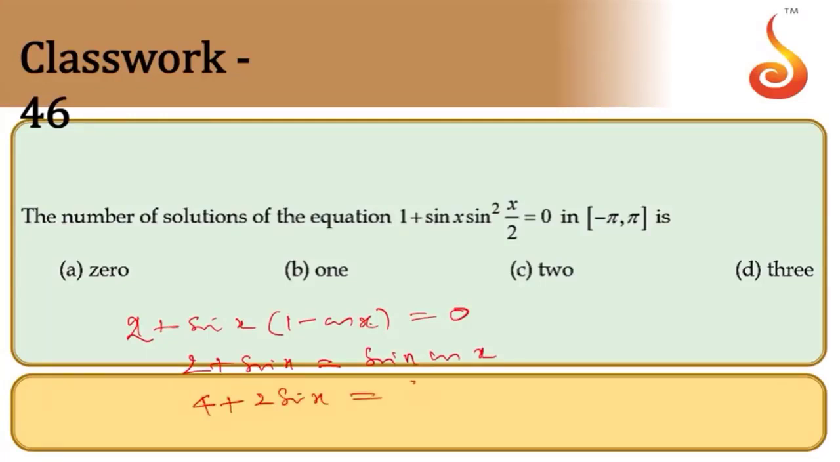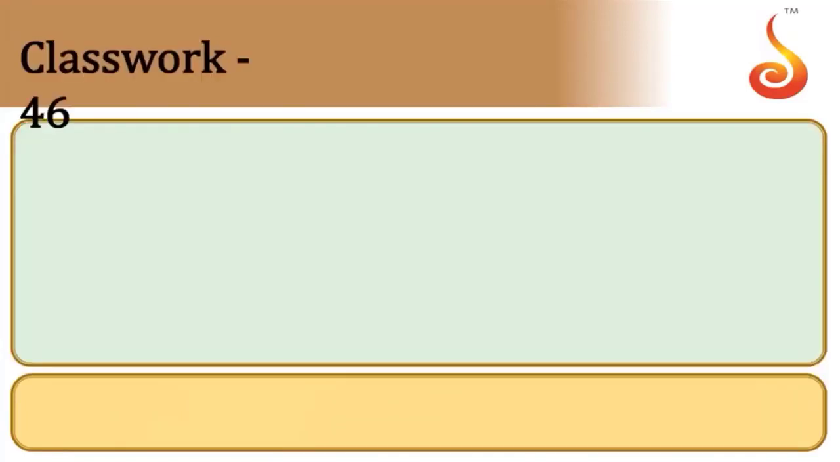And multiplying by 2 on both sides, you'll be getting 4 plus 2 sine x equals sine 2x. We know the maximum value of sine x is 1, and this cannot be equal to 4 plus a value, because the minimum value of 2 sine x is minus 1, and 4 minus 1 is 3. Sine 2x cannot be equal to 3. So it has no solutions in this one. So the number of solutions is 0.